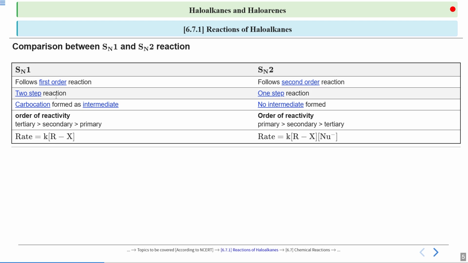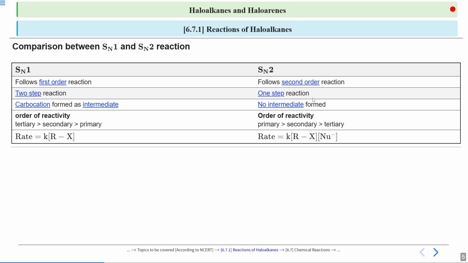SN1 reaction is a two-step reaction. Remember, we have seen that the SN1 reaction is a two-step reaction. The first step is the slowest step, which is also the rate determining step. The second step is the fast step, where the nucleophile attacks the carbocation to get the product, right? So SN1 is a two-step reaction involving the formation of an intermediate.